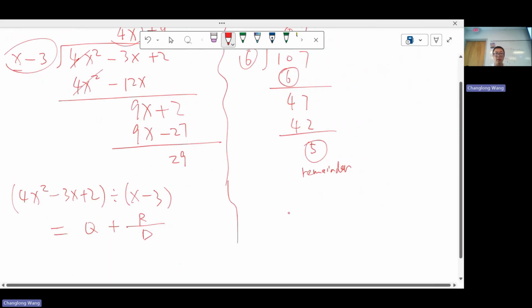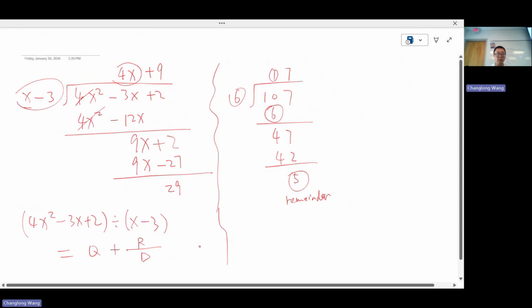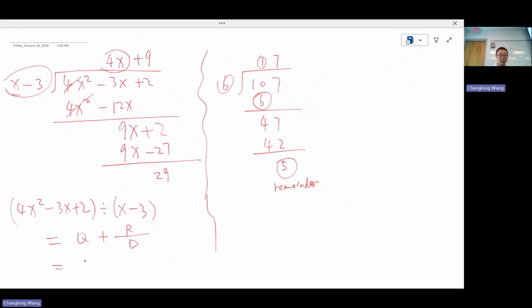All right, so let me zoom out a little bit. All right, so you're gonna put, all right, sorry. So the quotient is gonna be 4x plus 9, right? The remainder is gonna be 29 over the divisor, which is gonna be x minus 3.